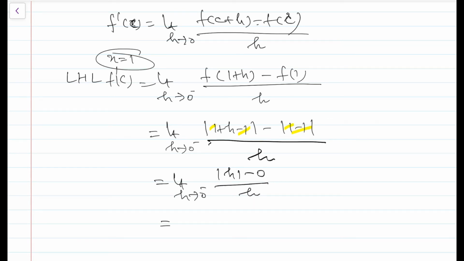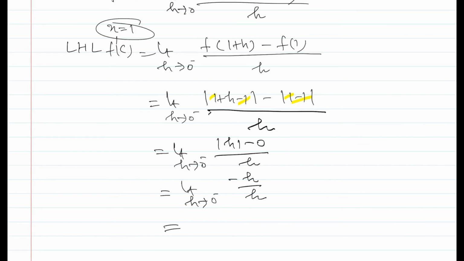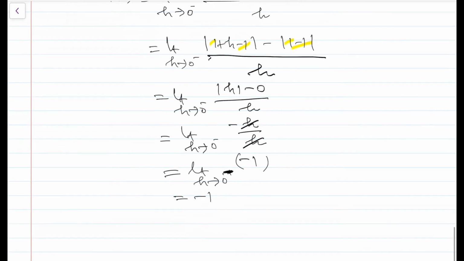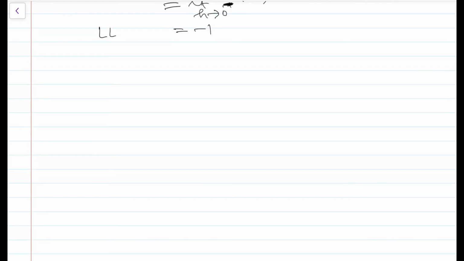Now h is slightly less than 0, which means it is negative, but we have the modulus sign outside, so we will make it positive. Minus of h upon h. Limit h tends to 0 minus of 1 is equal to minus 1. So the left limit is minus 1, because this h will cancel this h and we'll get minus 1, and it does not depend upon the value of h. So the left limit is minus 1. Left derivative, LHL of f dash is equal to minus 1.